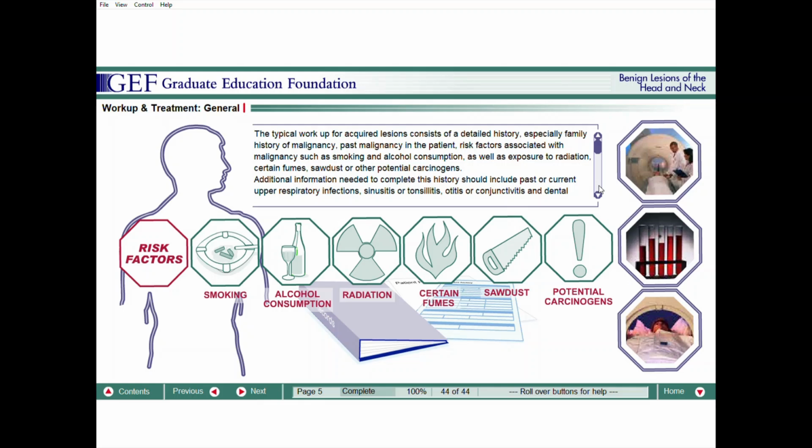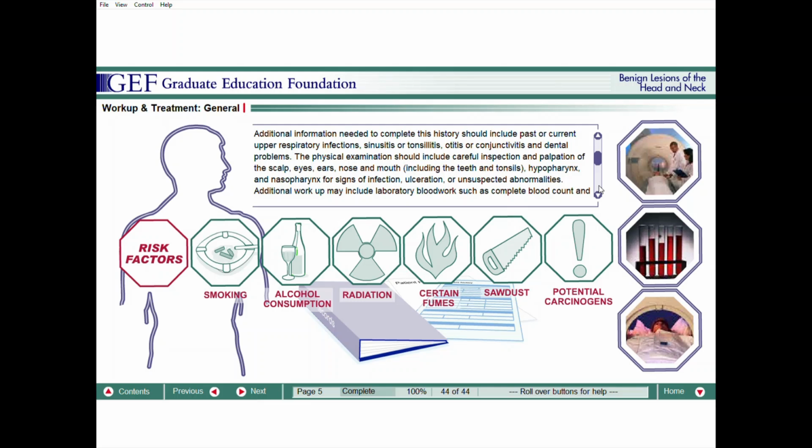Additional information needed to complete this history should include past or current upper respiratory infections, sinusitis or tonsillitis, otitis or conjunctivitis, and dental problems. The physical examination should include careful inspection and palpation of the scalp, eyes, ears, nose, and mouth, including the teeth and tonsils, hypopharynx, and nasopharynx for signs of infection, ulceration, or unsuspected abnormalities.